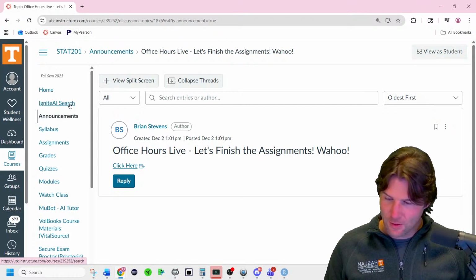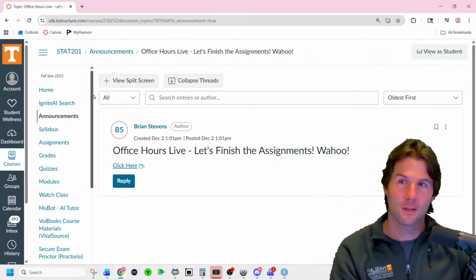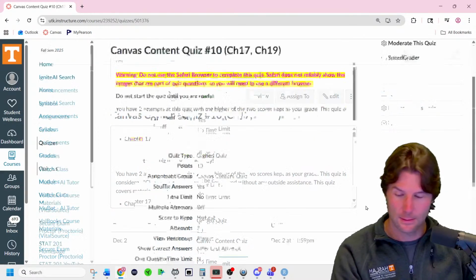And Ignite AI search. Oh, we have that. Did that just get added? Well, I got new things to look at apparently then. I don't remember that being here just yesterday. Well, we got AI in Canvas now. Well, let's do the Canvas content. Where is it? I don't know how that works. I'll have to check it out.